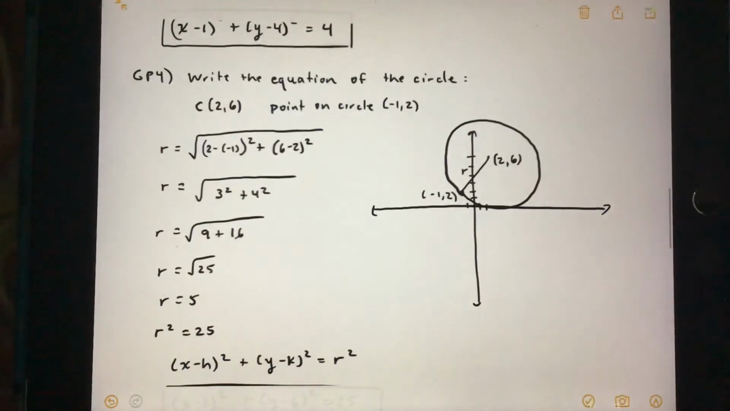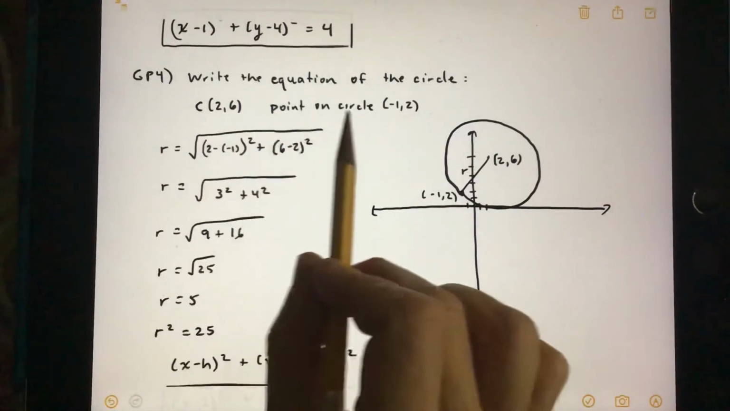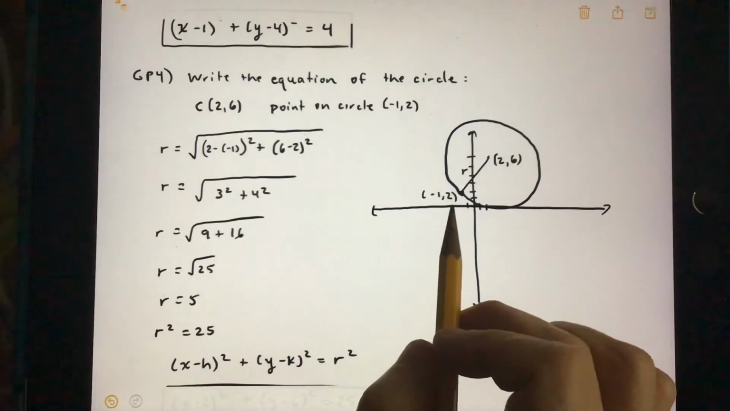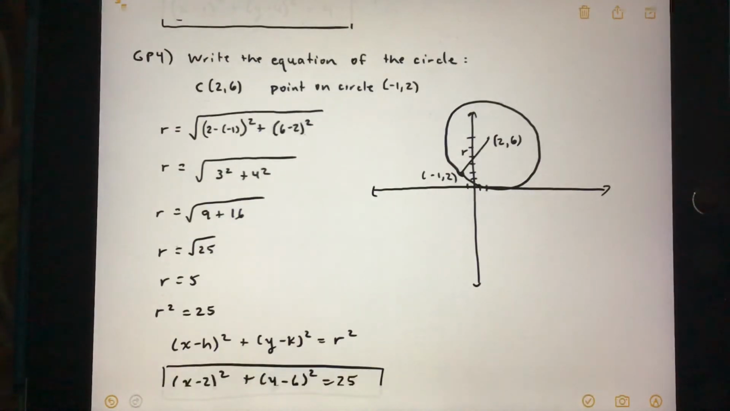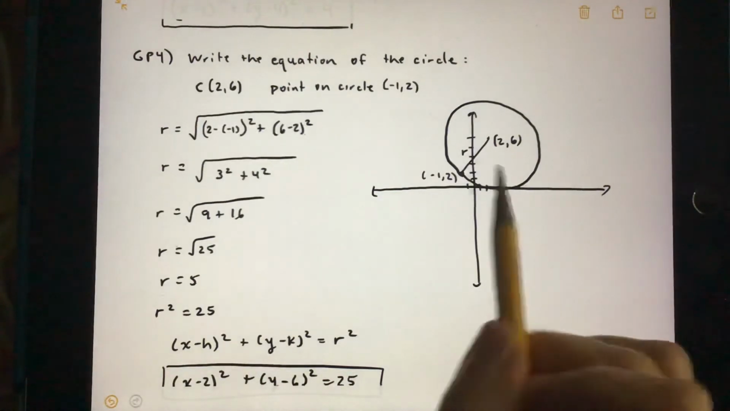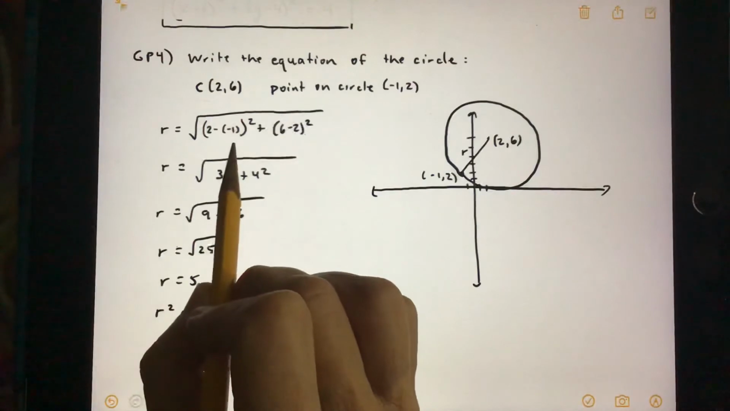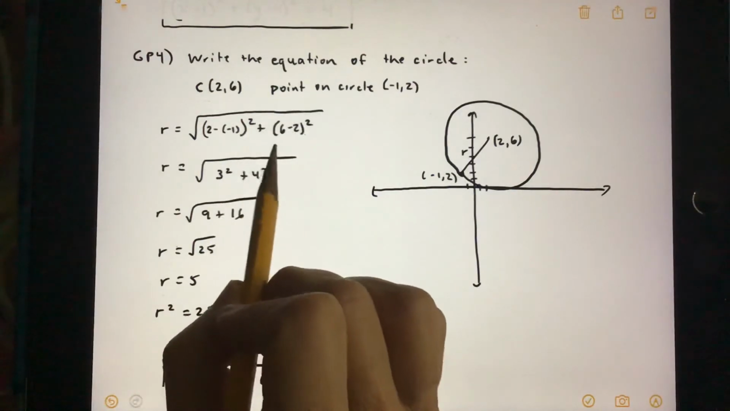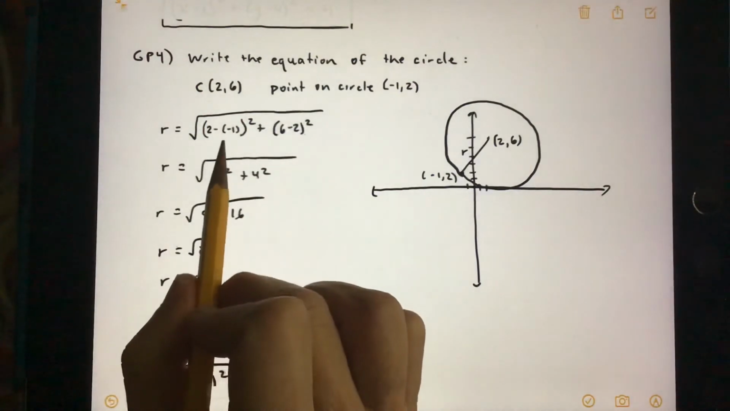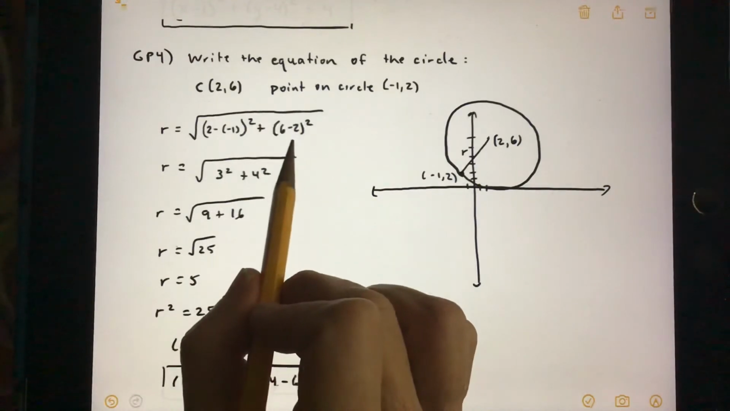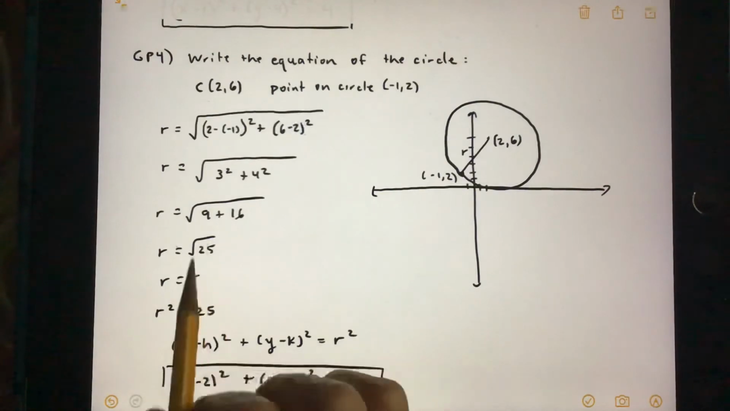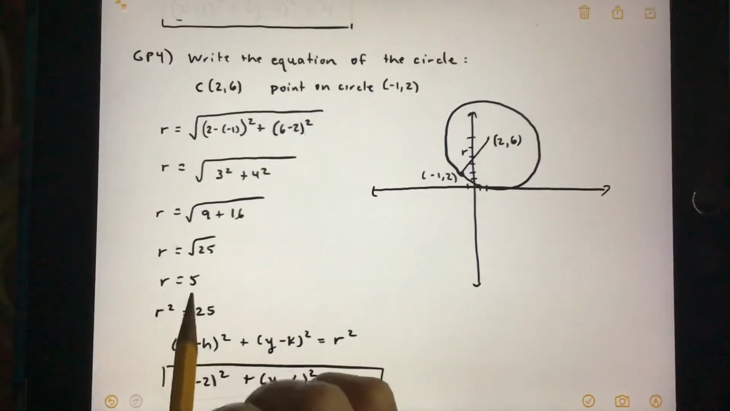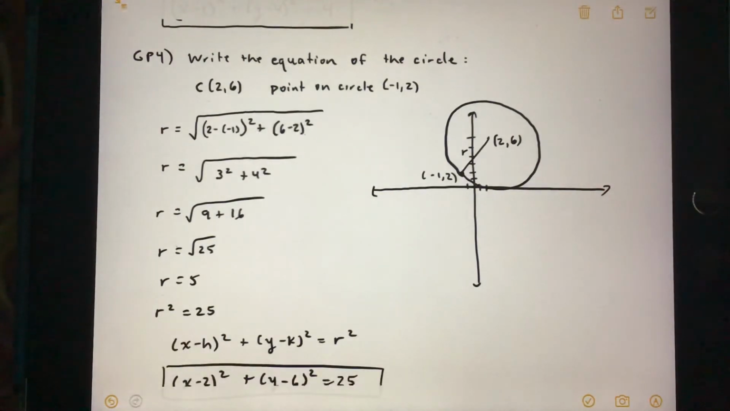The equation of the circle with the center at (2, 6) and a point on the circle at (negative 1, 2). So this is similar to the last problem that we just did. We'll first find the radius by using the distance formula. So I'll go ahead and subtract (2 minus negative 1) squared plus (6 minus 2) squared. So there's the difference in my x's, there's the difference in my y's. Squared and added gives me 3 squared plus 4 squared, gives me 9 plus 16, gives me 25. Square root of 25 is 5, so my r squared is 25.